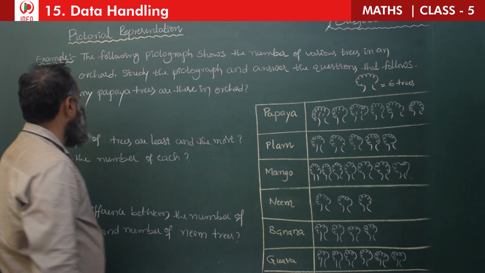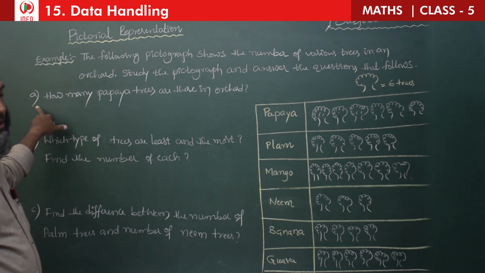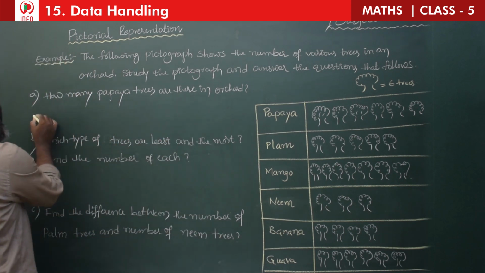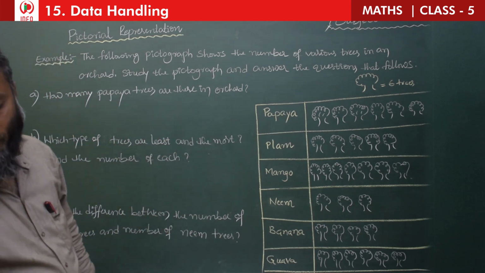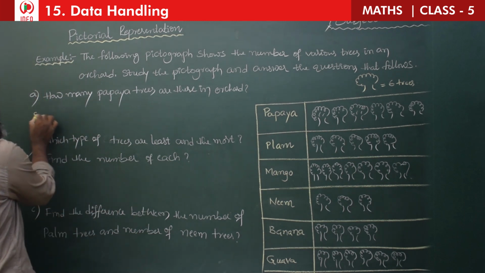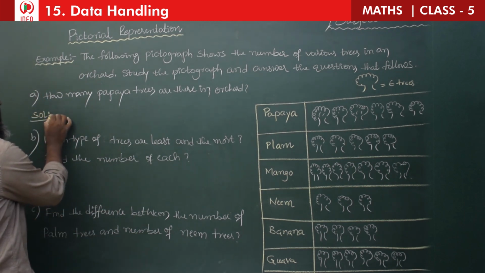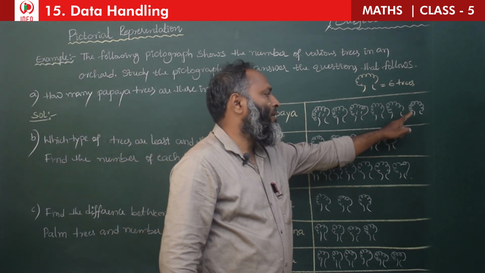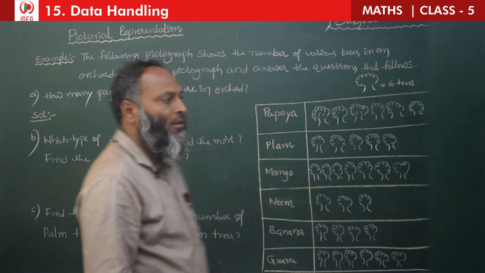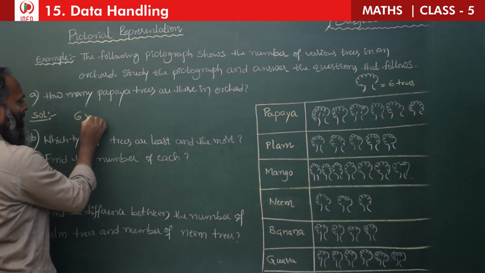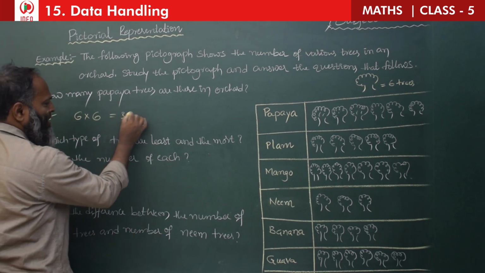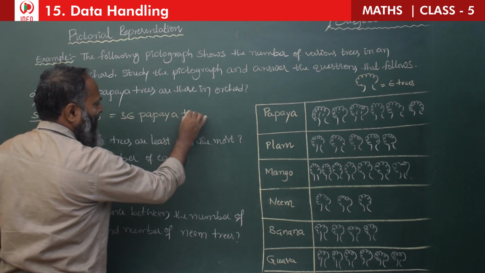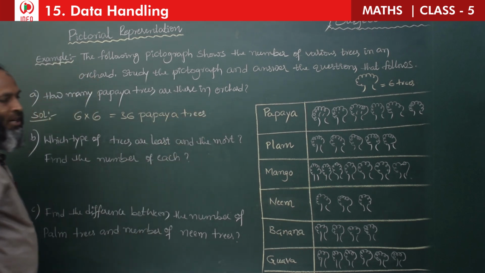In the same manner, in all the cases, we should find how many different types of trees were there in the orchard. Now, in the first question, how many papaya trees are there in the orchard? First we should count how many tree pictures are given in papaya: 1, 2, 3, 4, 5, 6. That 6 we should multiply with this 6. 6 into 6, 36 papaya trees. 36 papaya trees were there.